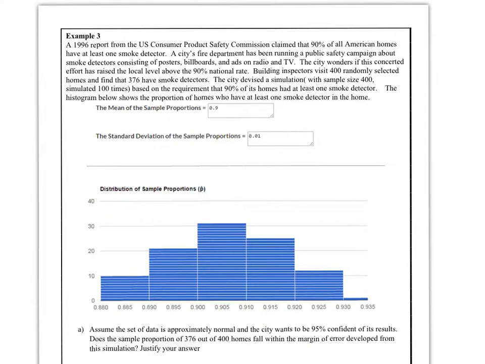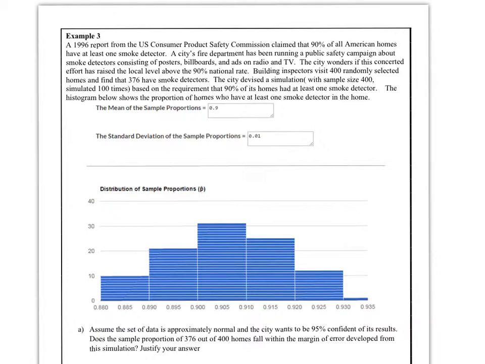So here's what's going on. We have the Consumer Product Safety Commission, that's a mouthful to say, which claimed that 90% of all homes have at least one detector. But this local city thinks they've been doing a great campaign that has increased, or they're hoping has increased, their local level above the 90% rate. A building inspector goes to 400 randomly selected homes and finds 376 with smoke detectors. So they devised a simulation that we see down here of sample size 400, simulated 100 times, based on the requirement that 90% of the homes had one detector.